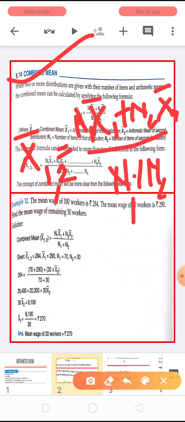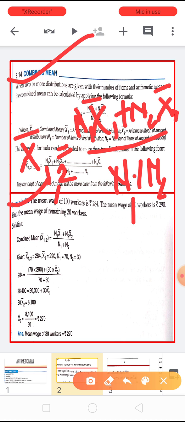So children, here x bar 1,2 is the combined arithmetic mean, whereas x bar 1 is the arithmetic mean of the first distribution, and x bar 2 is the arithmetic mean of the second distribution. n1 is the number of items of the first distribution, and n2 is the number of items of the second distribution. So this formula needs to be applied in calculating an arithmetic mean. Children, let us take one numerical so that we can understand this topic well.